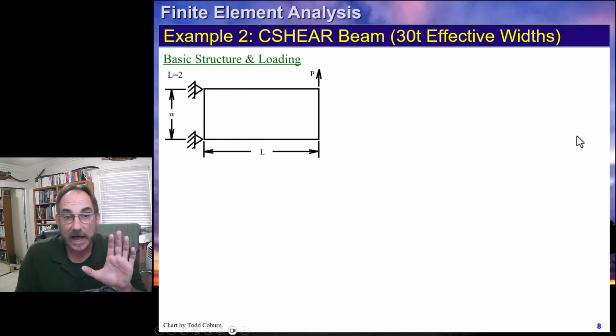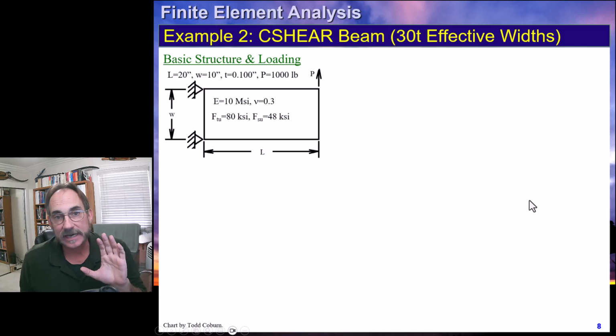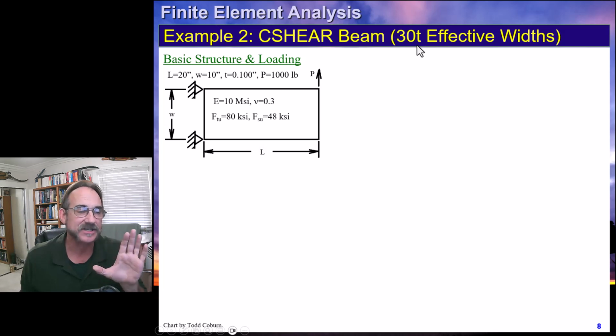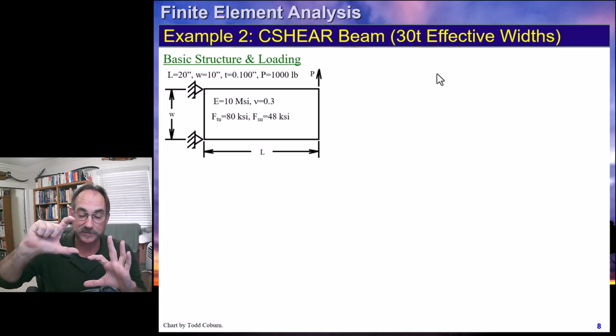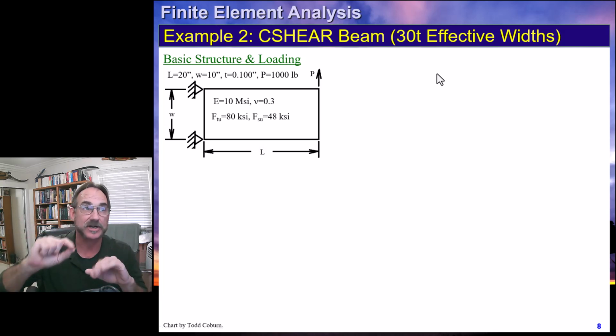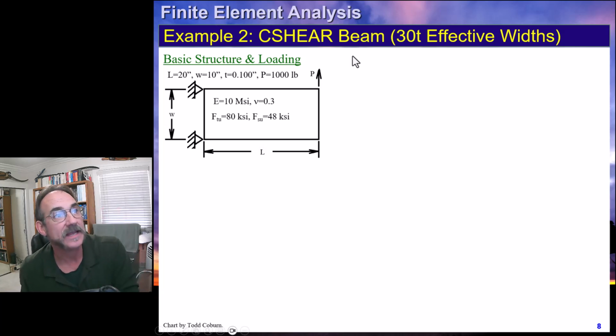Before we plot out those forces further, which we will be doing shortly, let's go ahead and look at another example. This particular model, we're going to now idealize the skin as only being 30 T of effective width. Remember last time we assumed full effective width, the whole web, which means half the web in each imaginary cap. Now we're going to use only 30 times the thickness of width in each.